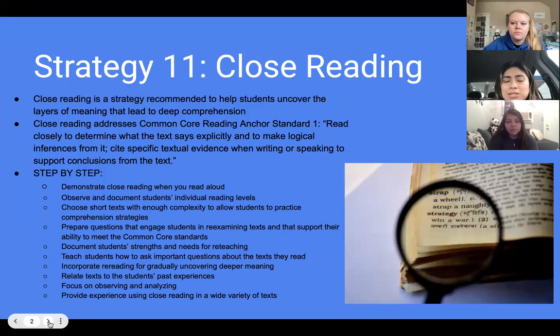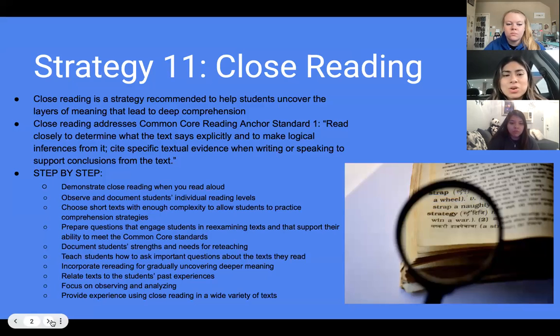A step-by-step on how to implement close reading in your classroom, based on the book, is that first we demonstrate close reading when we're reading aloud. Then we observe and document students' individual reading levels. We choose a short text with enough complexity to allow students to practice their own comprehension strategies. And then we prepare questions that engage them in re-examining the text and supporting their ability to meet those standards.